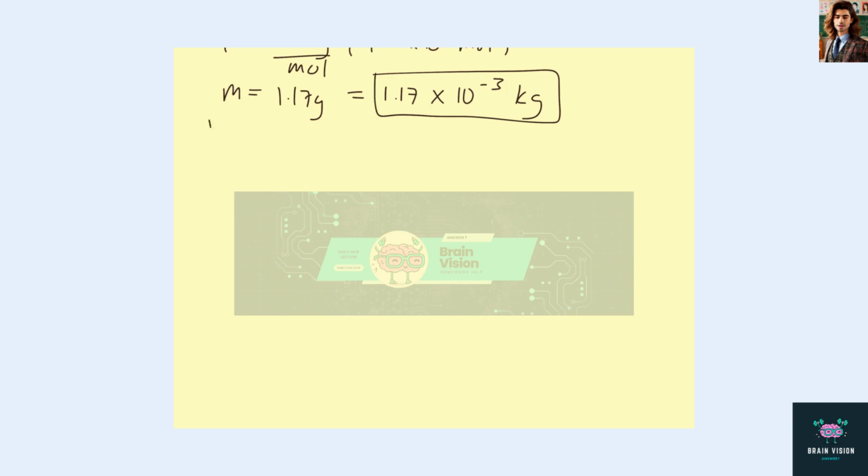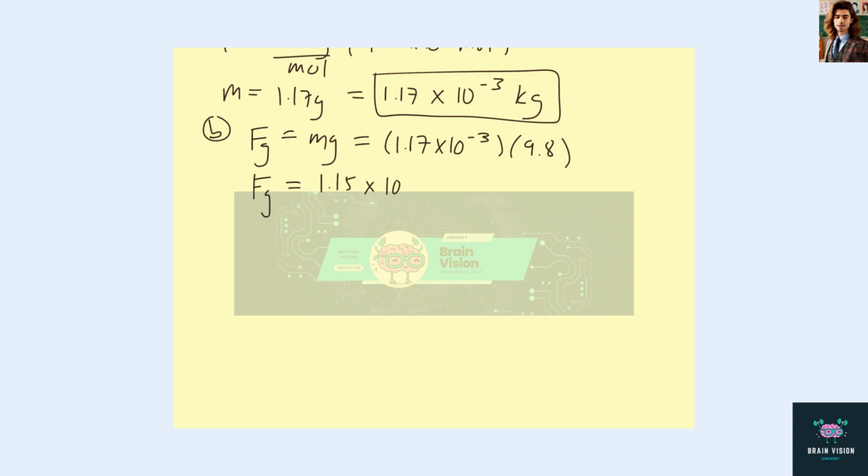Now in part B, we want to find the gravitational force, which is just mg, right? And we can plug in our mass, 1.17 times 10 to the negative 3 kilograms times g, 9.8. And we should get a gravitational force equal to about 1.15 times 10 to the negative 2 newtons.